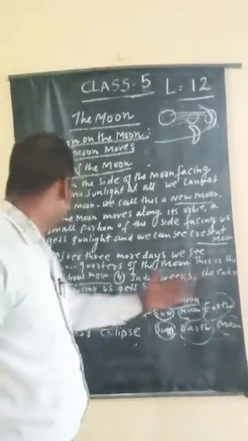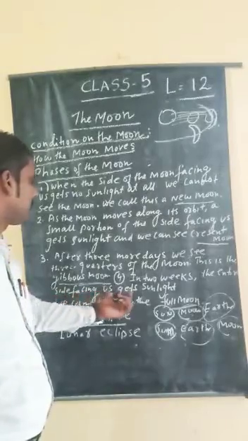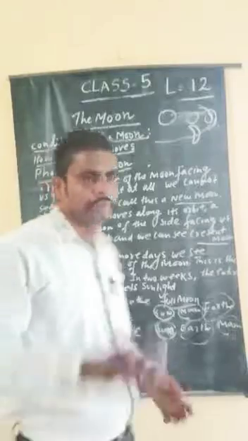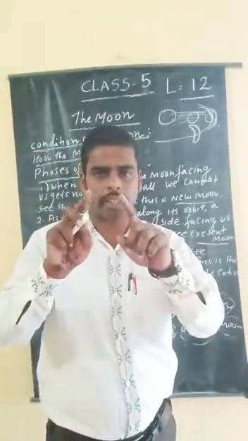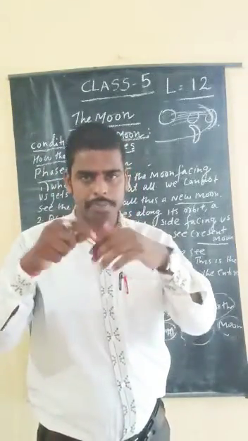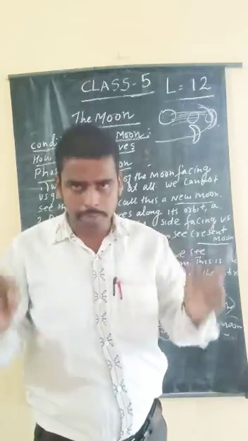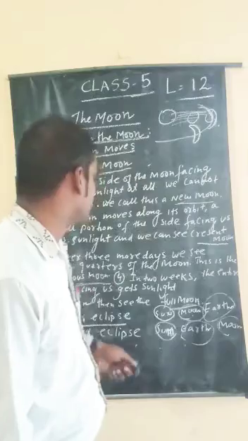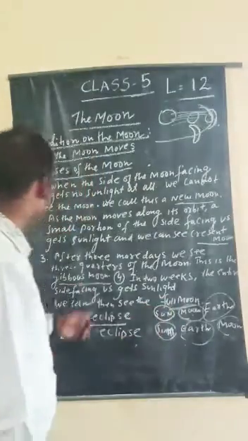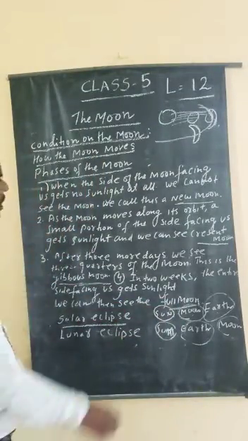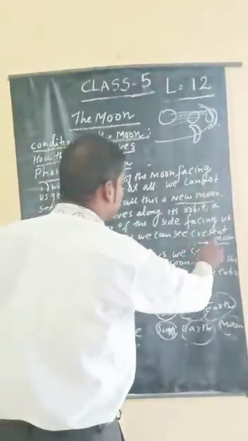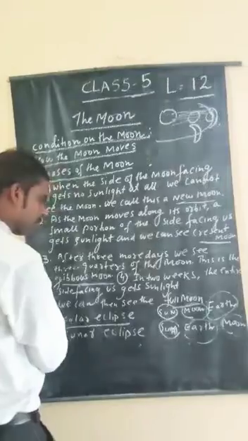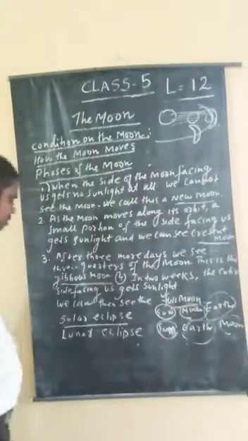In 2 weeks, the entire side facing us gets sunlight. We can then see the full moon. We see the full moon when the entire surface of the moon reflects the rays of the sun completely, and we can see the whole shape in a round form. This is known as full moon. And this is the phases of the moon. First one is new moon, second is crescent moon, third is gibbous moon, and fourth is full moon. Now come to the next points.